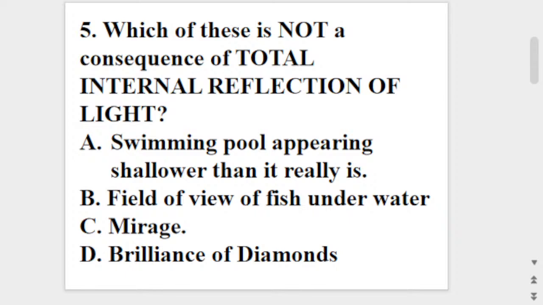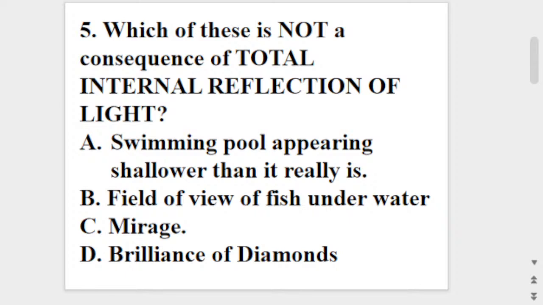Another consequence of total internal reflection of light is the eye view of fish. Even fish that are inside water can see what is happening above the water because light from air that goes into the water undergoes total internal reflection of light, making it easy for the fish underwater to observe what is happening above the water.